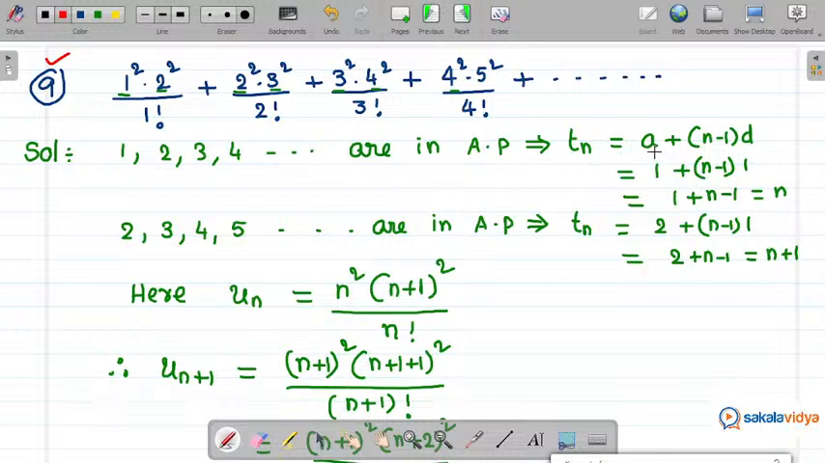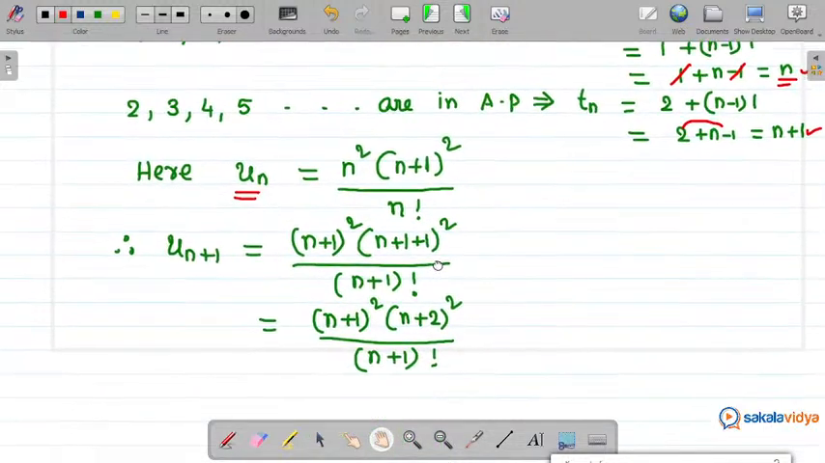So the nth term is a plus n minus 1 into d, that is 1 plus n minus 1 into 1. The 1 gets cancelled, and we have n. Now 2, 3, 4, 5 are in AP, that is 2 plus n minus 1 into 1. 2 minus 1 is 1, plus n, so n plus 1. Now 1 factorial, 2 factorial, 3 factorial, 4 factorial, obviously the nth term is n factorial. Therefore, un is given by n square into n plus 1 whole square by n factorial.